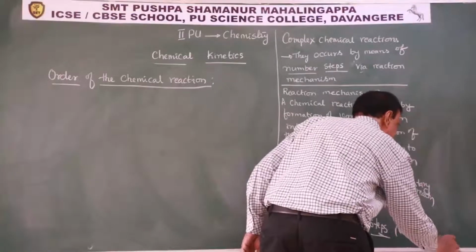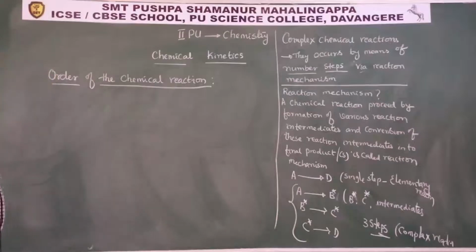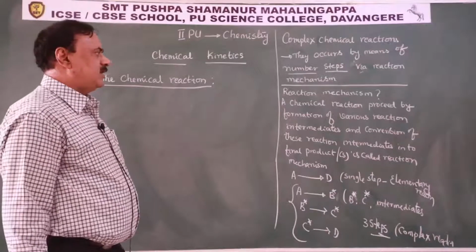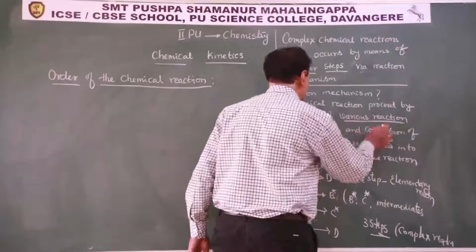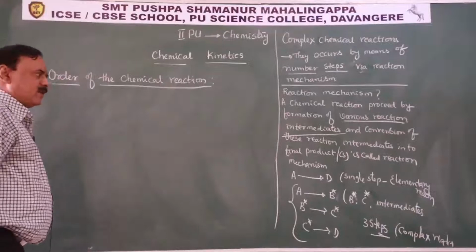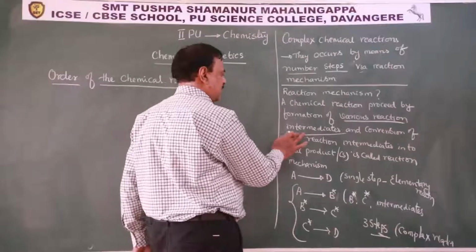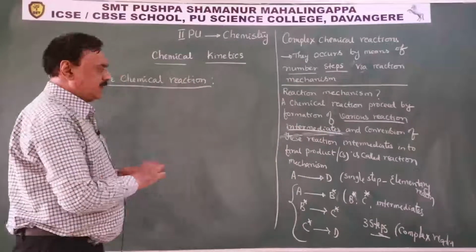A reaction which occurs in a number of steps is called a complex chemical reaction. A complex chemical reaction occurs by means of a number of steps via a reaction mechanism. What is the reaction mechanism? A chemical reaction proceeds by the formation of various reaction intermediates and conversion of these intermediates into the final product or products. That is called reaction mechanism.